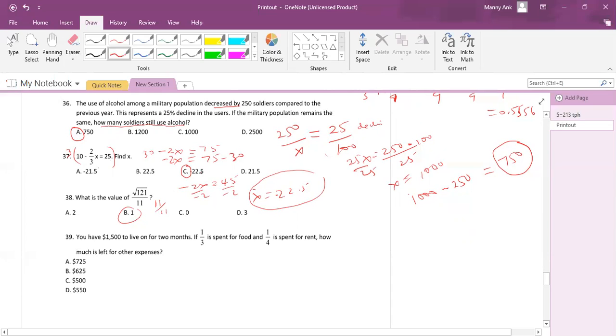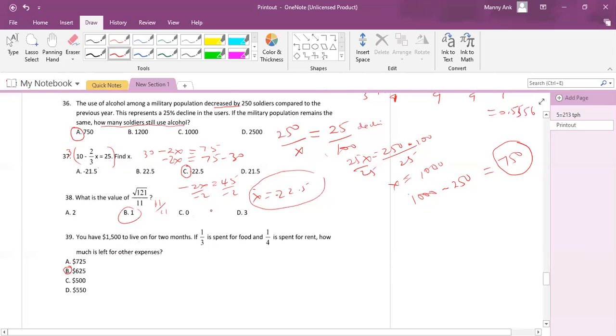39 is B. All right, it says you have 1,500 to live on for 2 months. If 1/3 is spent on food, 1/4 is spent on rent, how much is left for other expenses, all right? So here, 2 ways you can do this problem. You can find 1/3 of this, 1/4 of that, and add them up and then subtract from 1,500, right?